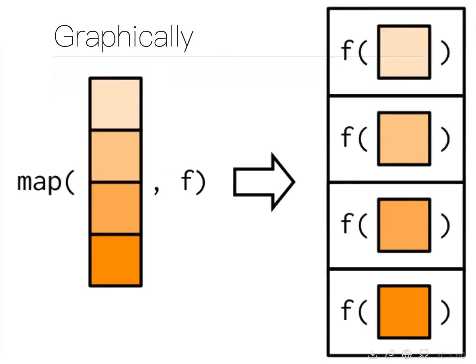Okay, so graphically, this is what's going on. This is what I thought was actually going to be on the previous slide. Sorry, I got a little tripped up. Graphically, this is what's happening, right? We say map, we call a vector, and then we call a function. And what happens is this function gets applied to each element of this vector. Okay, so it turns out like this. So this is really what's going on when we call this.